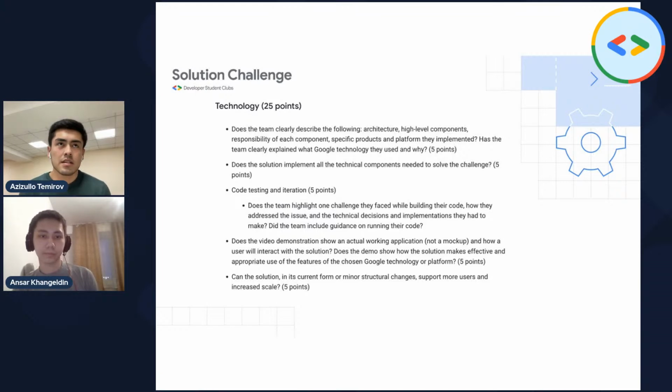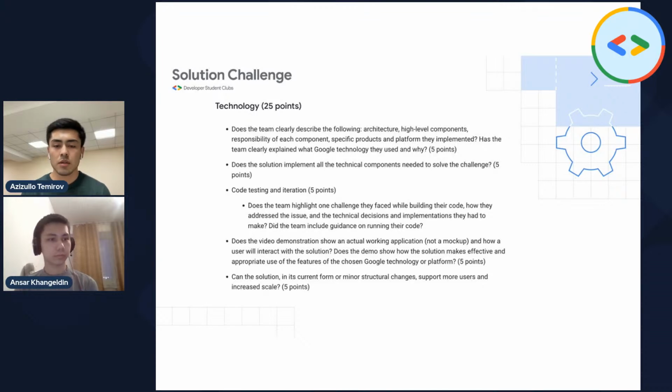And let's continue with more on the technological part. I will introduce some technological points which you will get for your project. So first one, does the team clearly describe the following: architecture, high-level components, responsibility of each component, specific products and platforms they implemented, and this is the main part. This job is the main part of the CTO in startups, for example, the people who know more about the technology. So they have to focus on these specific questions, and this is for 5 points.